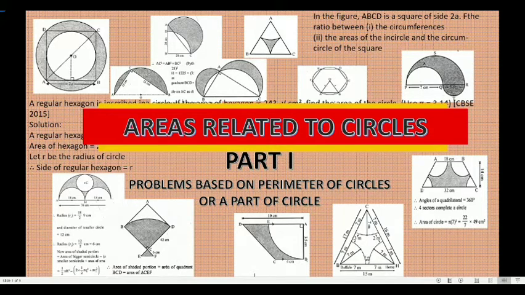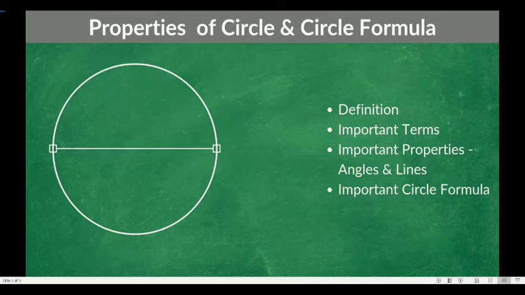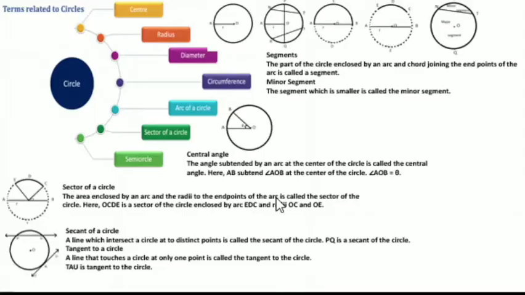Before going to the exercises related to this chapter, you must know a few terms related to circles. You must know the definitions, the important terms related to the circle, important properties like angles and lines, and important circle formulae. Let us discuss the terms related to circles.